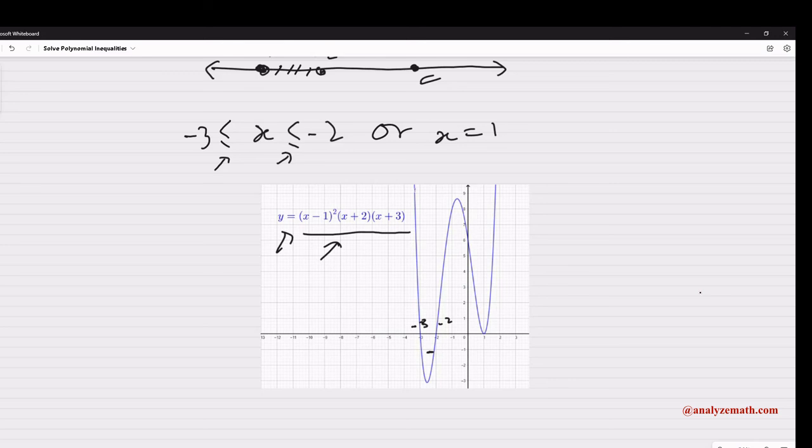We can also see that when x equals 1, y is equal to 0, and remember we are solving y less than or equal to 0, so equal to 0 as well. So that completes the solution. In fact, we can solve inequalities graphically, just by graphing, as we did here.